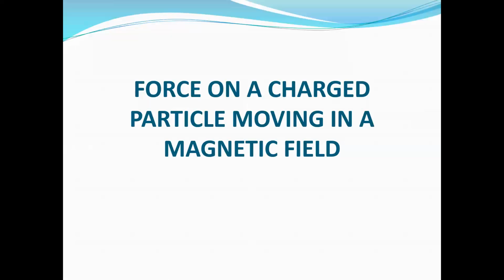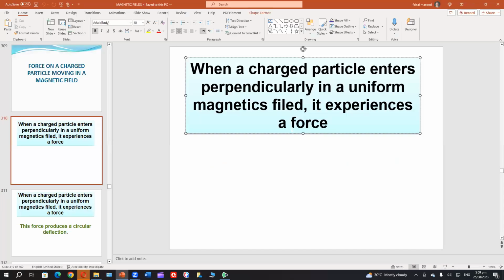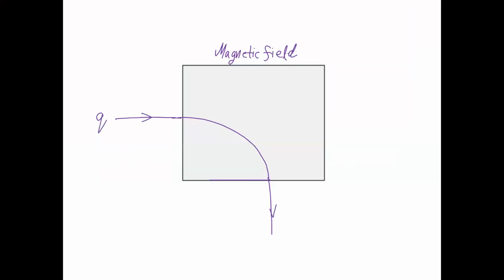Force on a charged particle moving in a magnetic field. When a charged particle enters perpendicularly in a uniform magnetic field, it experiences a force. This force is by nature centripetal. Centripetal means that it produces a circular deflection. Look at this magnetic field, and the charged particle is deflecting in a circle.